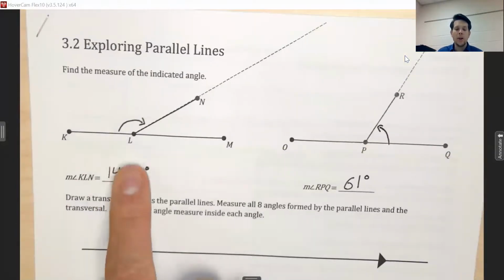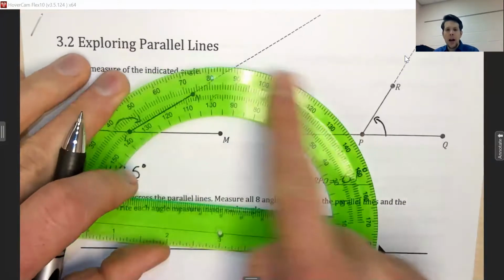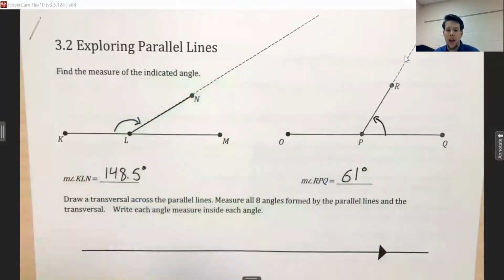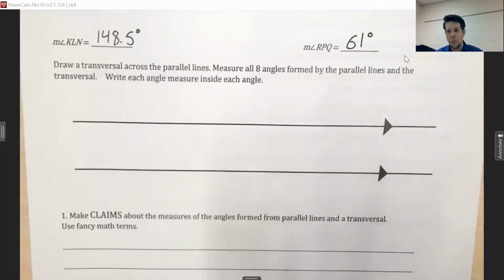So we had one large or obtuse angle, we had one small acute angle. One time we used the numbers on the outer edge, and one time we used the numbers on the inner edge. Okay, so now that is a good warm up to get you used to using your tool, but now here's the job that we really need to do.